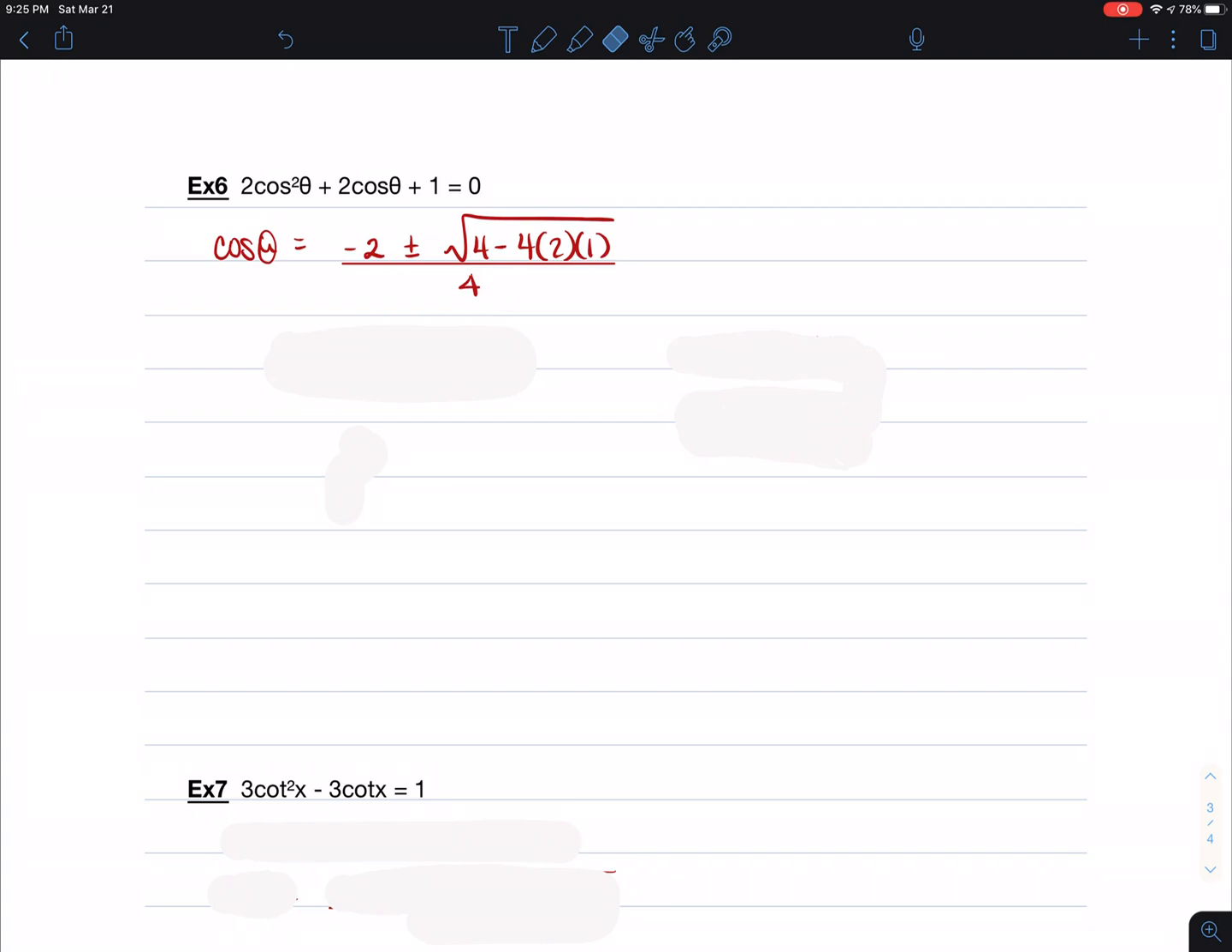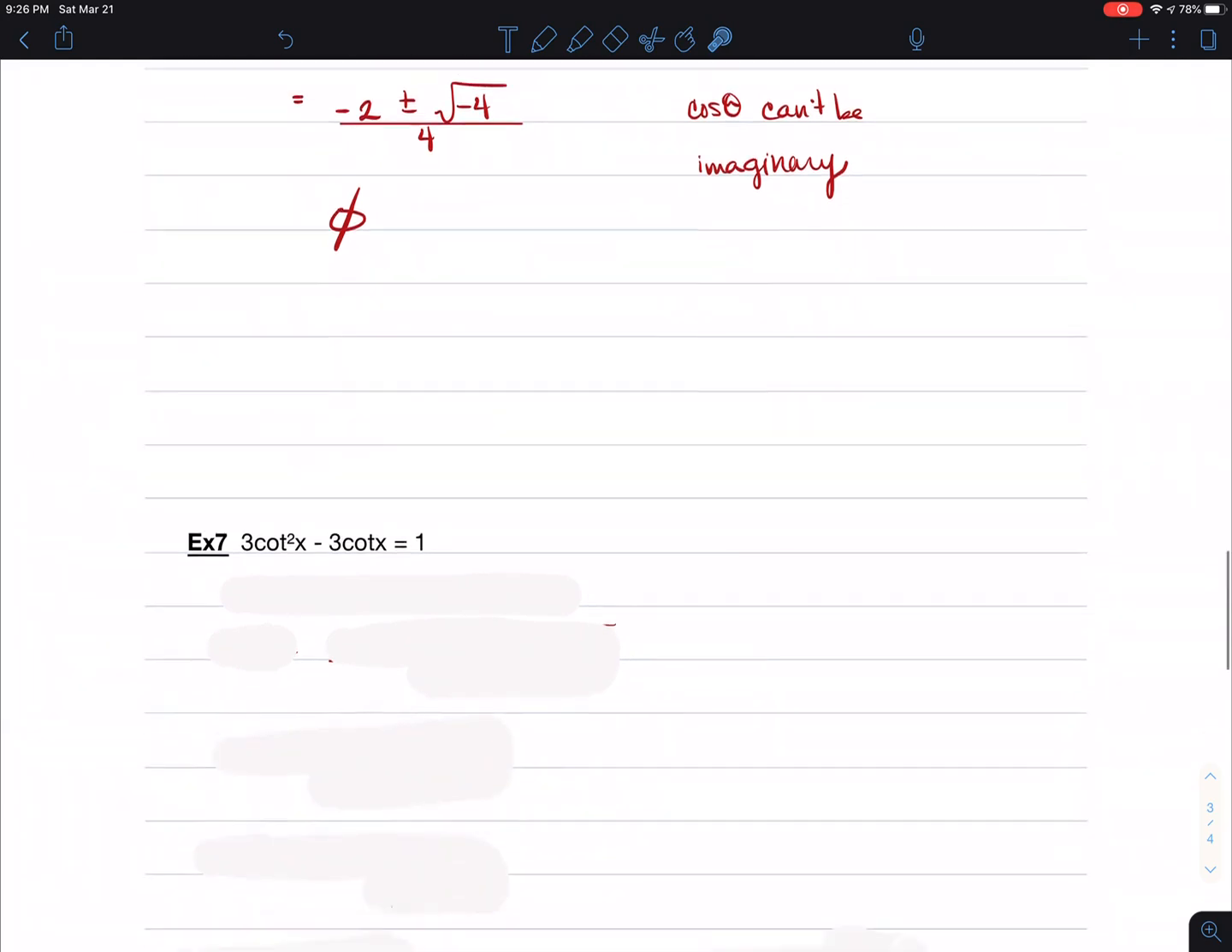All over, there's my 2a. When you clean that up, you'll get negative 2 plus or minus the square root of negative 4 all over 4. Well, there's a problem here. This is a no solution question, not like it was in the last one because it was bigger than 1 or negative 1 in that case, but because you can't have a cosine value that is imaginary. Remember that the square root of a negative is an imaginary number. Your cosine cannot be imaginary.